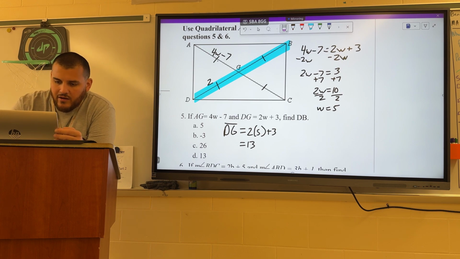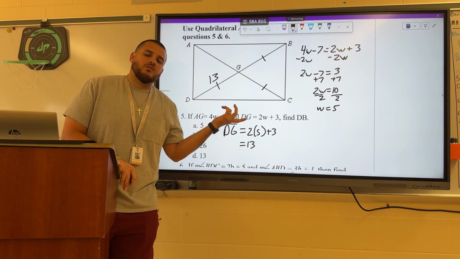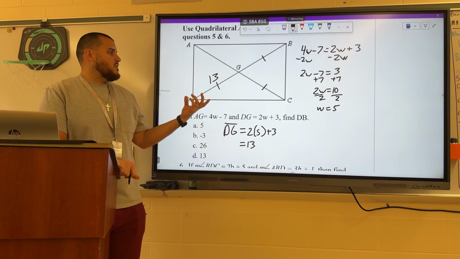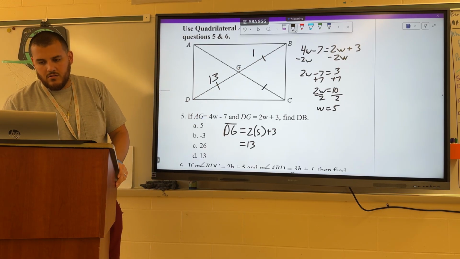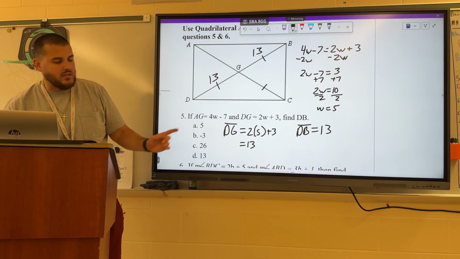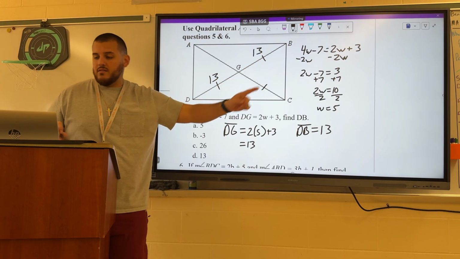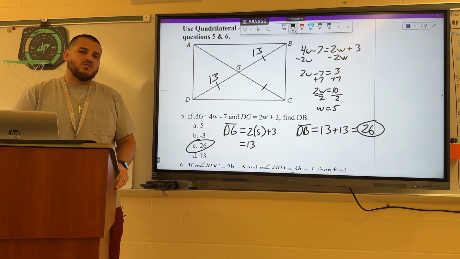So I know now, and I'm just gonna put this up here visually for you, I know that this is 13. And I know that rectangles are parallelograms, the diagonals have to cut each other in half. So if this is 13, then that half there has to also be 13. Which means I can now find DB by just doing a little segment addition there. I can take the 13 from DG, add it to the 13 from GB, and it will give me the length of that whole diagonal, just 26 units long.